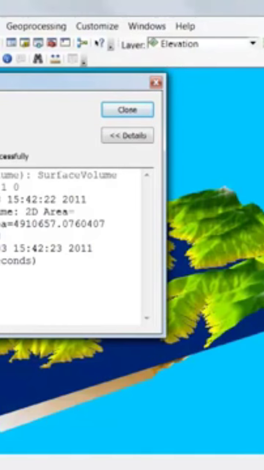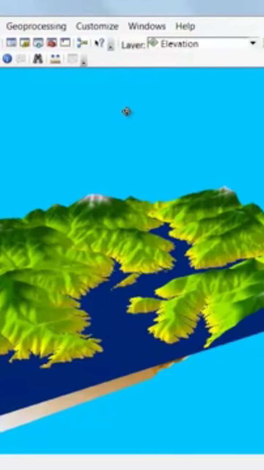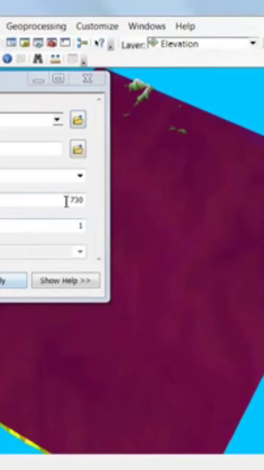Suppose you want to see how much material would have to be removed above the 1100 meter contour. To visualize this, I'll turn on another reference plane set at 1100 meters. Now we'll open the Surface Volume tool again. Our input surface again is elevation. We want to get the volume above the reference plane, so I'll choose above. The plane height is 1100 meters, so I'll type that into the dialog. Then we'll click OK.